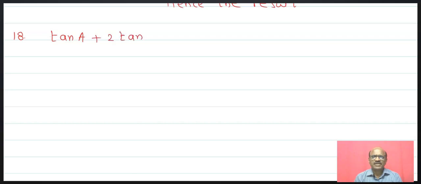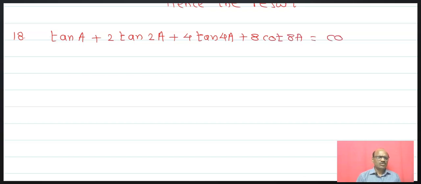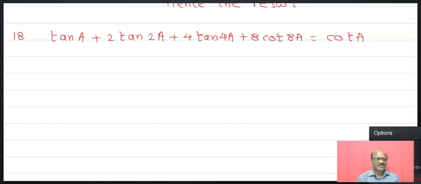Prove that tan A plus 2 times tan of 2A plus 4 times tan of 4A plus 8 times cot of 8A is equal to cot A. Now this is a very interesting example. From this we will start here: the 8 cot of 8A comes here, and finally you will get cot of A. Now see this here.